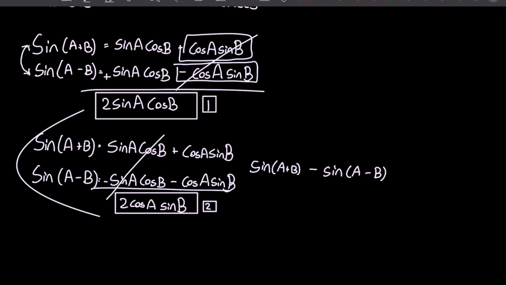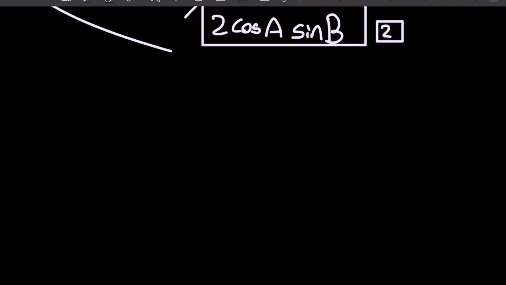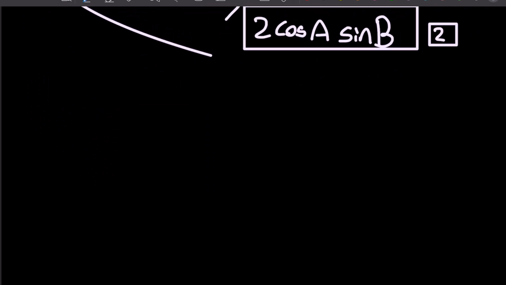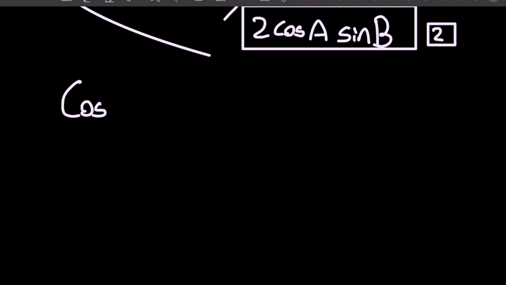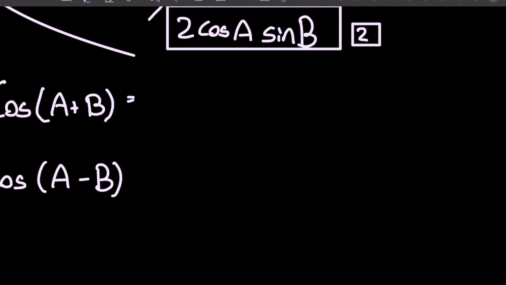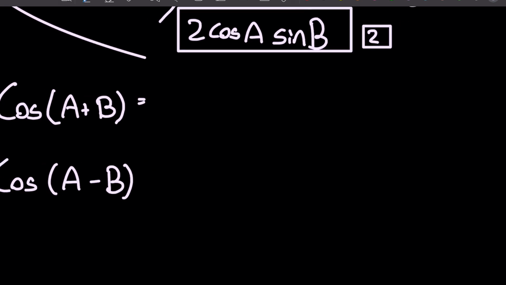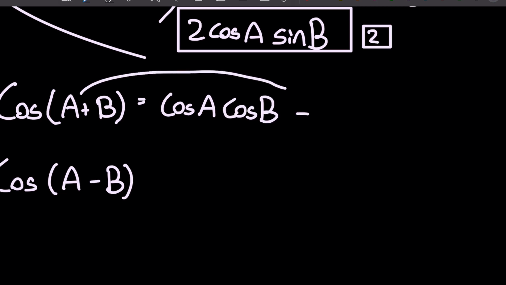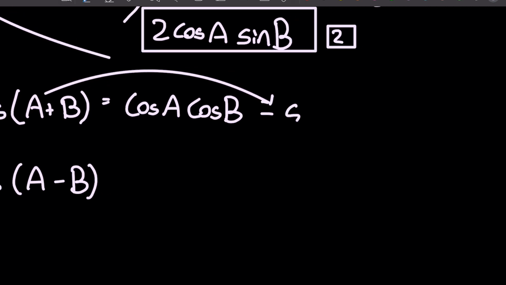Well, what if we had cos? Let's say you had cos of a plus b and cos of a minus b. So that's going to be equal to what? If you expand this, you're going to get cos a cos b minus, remember, the sign in the bracket should always be opposite to the sign used, minus sine a sine b.